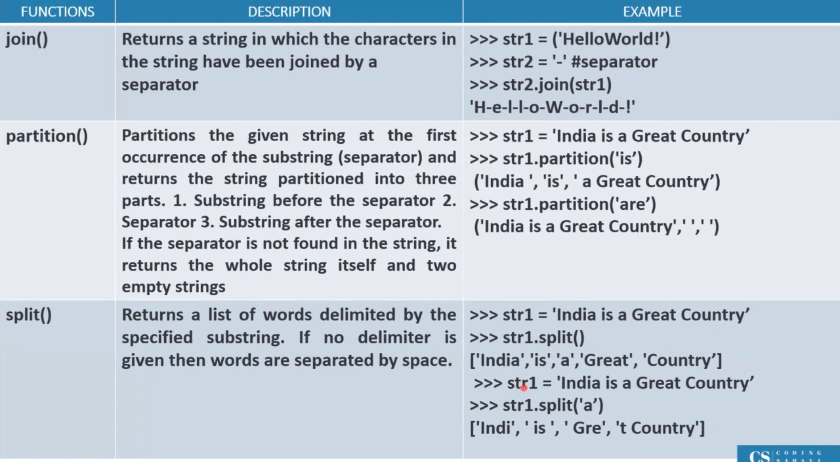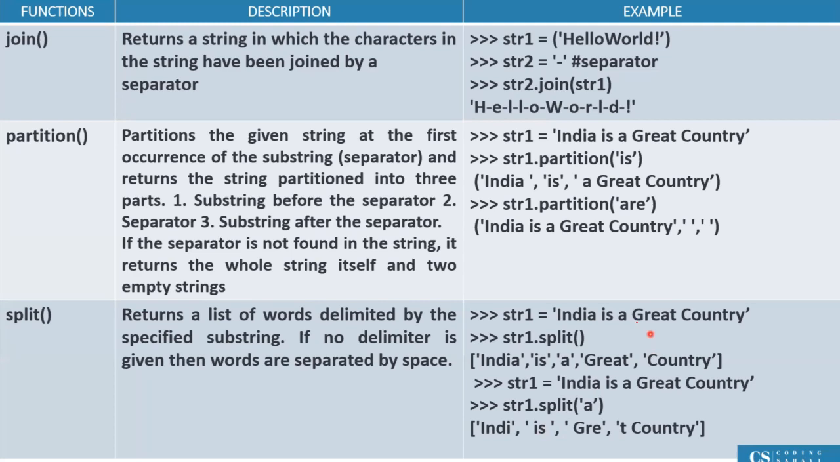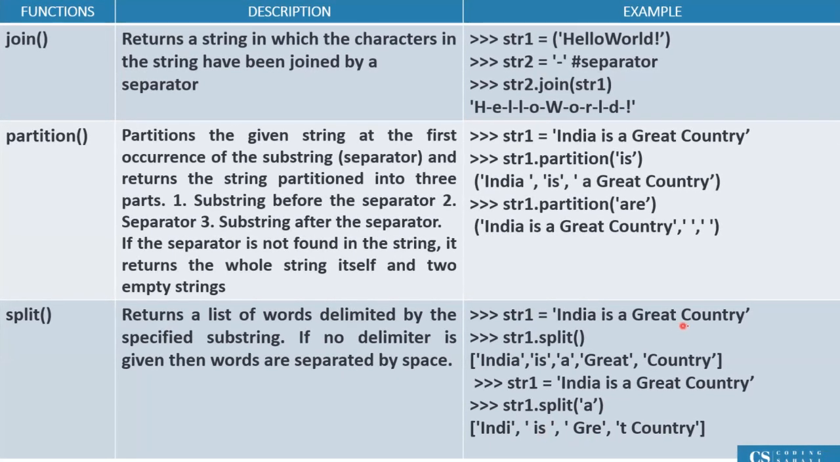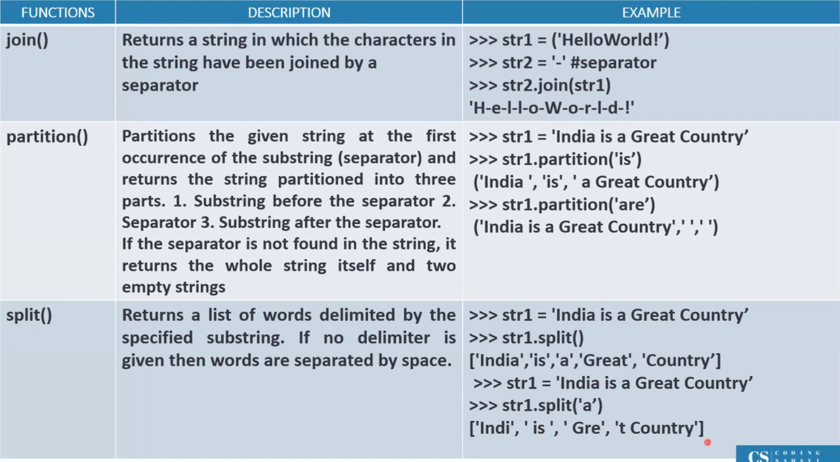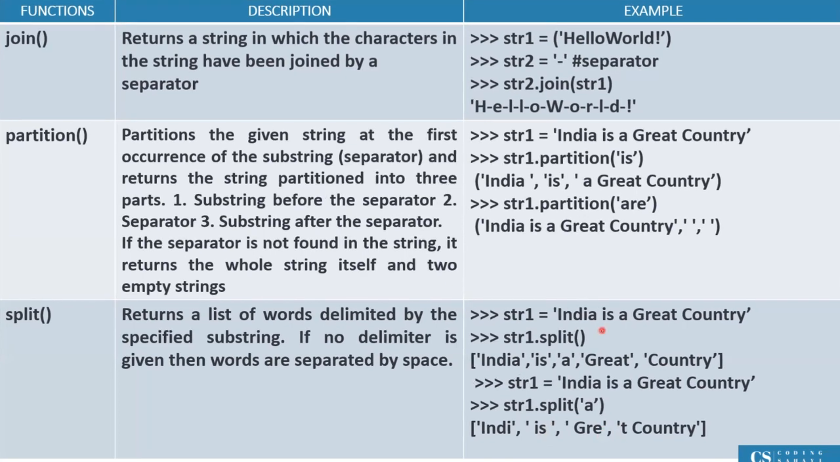And you can also specify what the delimiter should be. In the second example, I am giving str1.split('a'). So wherever A is there, it will be split before and after A. You can see here India: the first word is INDI, then we have A here, which is not printed. After A we have great. In great we have A, so GRE will be printed. Then after A we have T, and then we don't have any A, so T country. Here A is specified as the delimiter, so it is not considering the space there. So that is the split function.